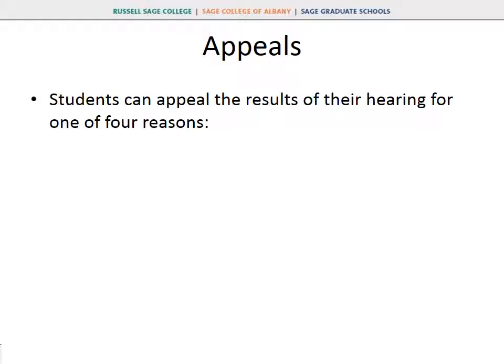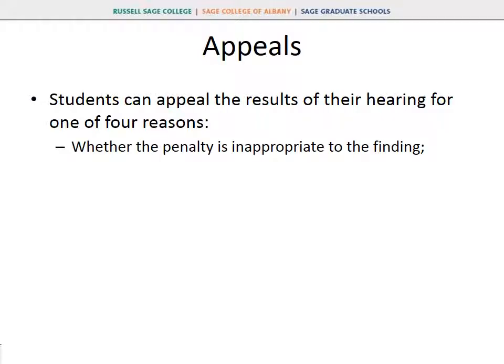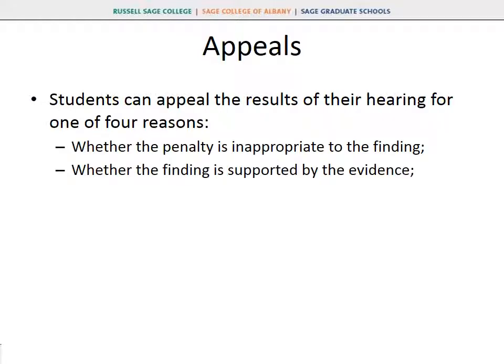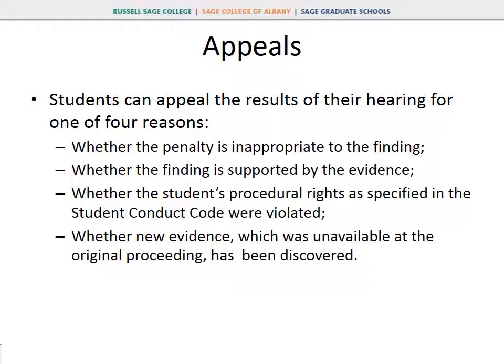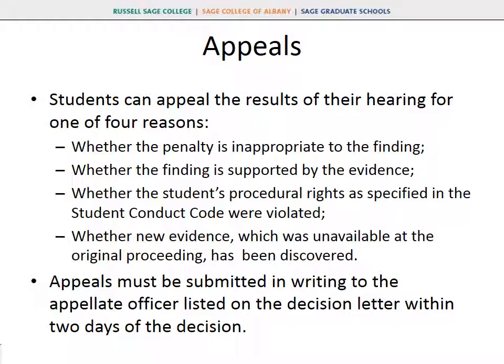Appeals. Students can appeal the results of their hearing for one of 4 reasons: whether the penalty is appropriate to the finding, whether the finding is supported by the evidence, whether the student's procedural rights as specified in the Student Conduct Code were violated, or whether new evidence which was unavailable at the original proceeding has been discovered. Appeals must be submitted in writing to the appellate officer listed on the decision letter within 2 days of the decision. For more information on the appeals process, please see Section 5D of the Student Code of Conduct.